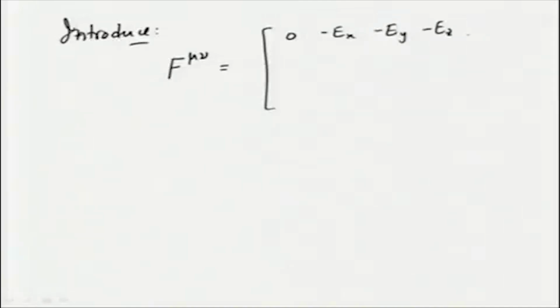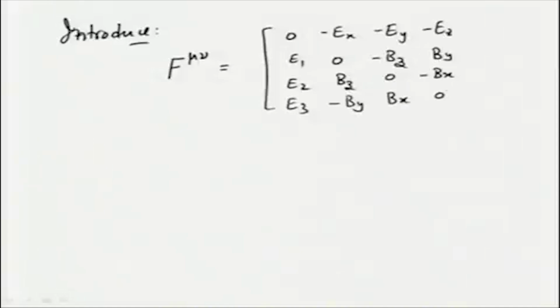Let us introduce an object F mu nu with two indices, conveniently written in a matrix form as minus E x, minus E y, minus E z as the first row; plus E x, 0, minus B z, B y as the second row; E y, B z, 0, minus B x as the third row; and E z, minus B y, B x, 0.